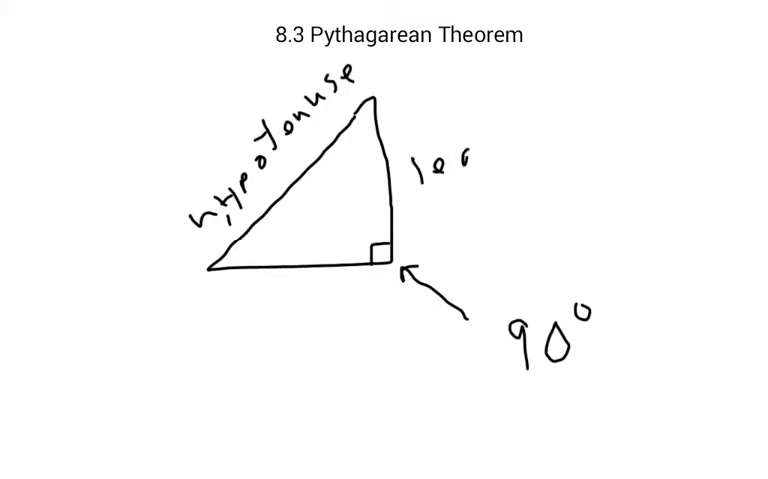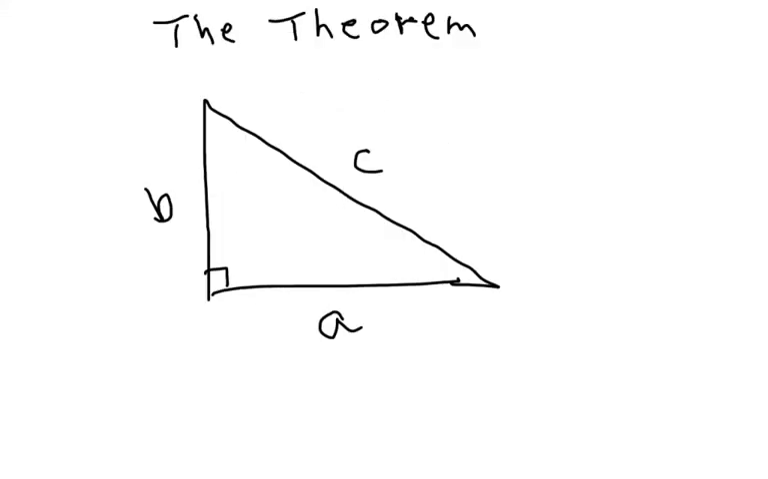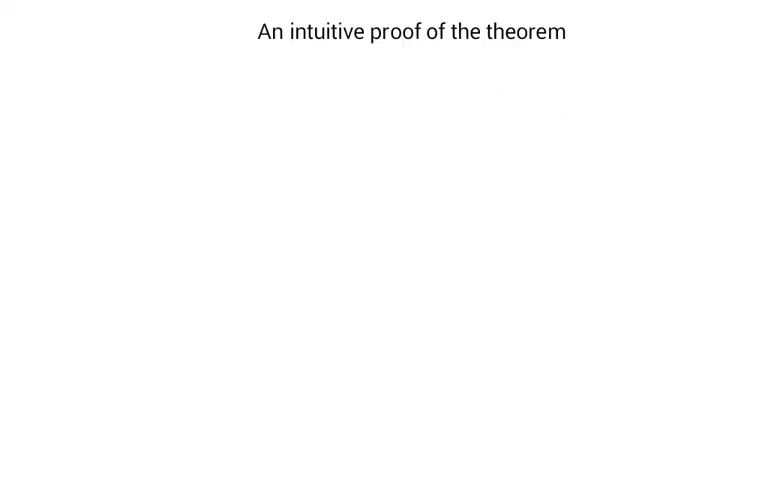And the other two sides that come together to make the right angle are called the legs. Typically, the hypotenuse is identified with the letter C, and the legs are A and B. The theorem says that if you take the length of the legs and take them to the second power and add them together, that will always equal the square of the hypotenuse.